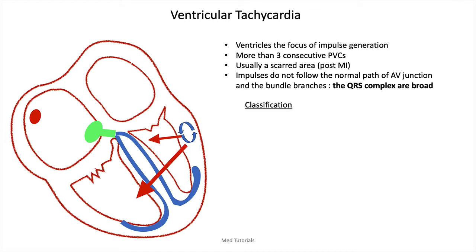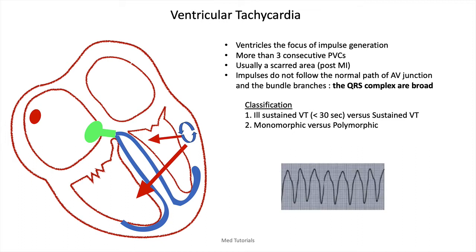Now, classification of ventricular tachycardia. You have non-sustained ventricular tachycardia, which is lasting for less than 30 seconds, versus sustained ventricular tachycardia, which is more than 30 seconds. Monomorphic is where you have only a single morphology of ventricular tachycardia because it's originating from a single point, whereas polymorphic is where you have multiple areas in the ventricle which have become foci of impulse generation.